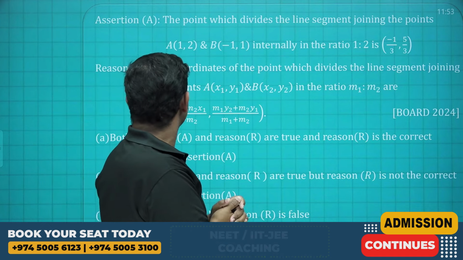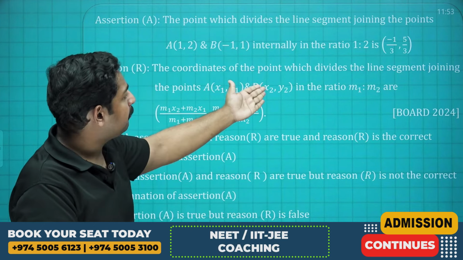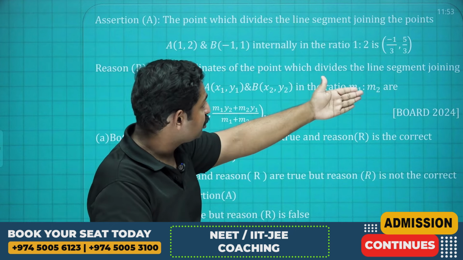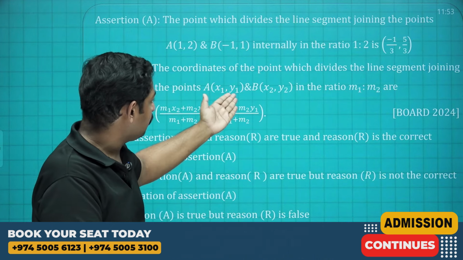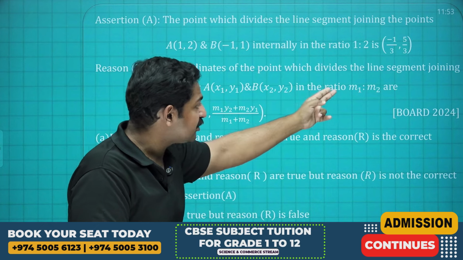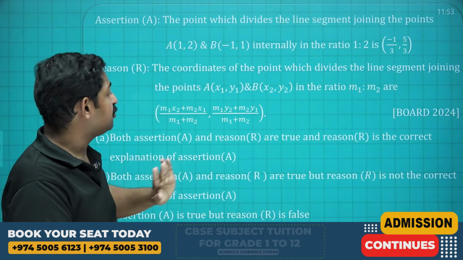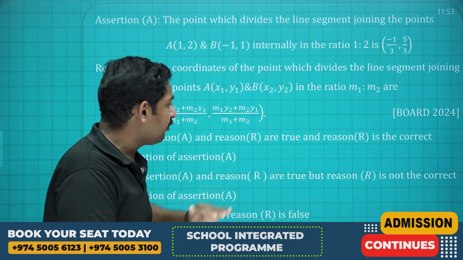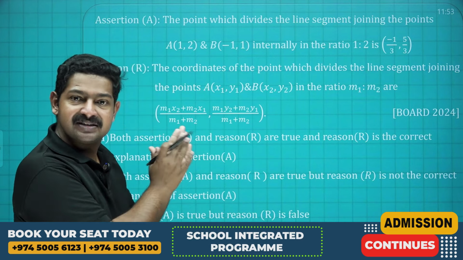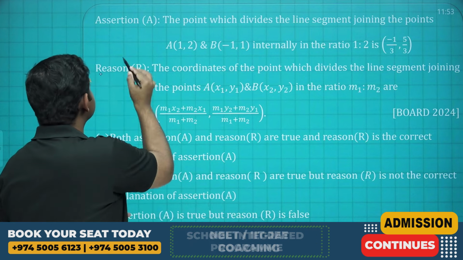Here also reading the reason first. The coordinate of the point which divides the line segment joining the points (x1, y1) and (x2, y2) in the ratio m1 is to m2 are (m1 x2 plus m2 x1) by (m1 plus m2), (m1 y2 plus m2 y1) by (m1 plus m2). So this is actually the section formula. This is correct, right? So reason is true.